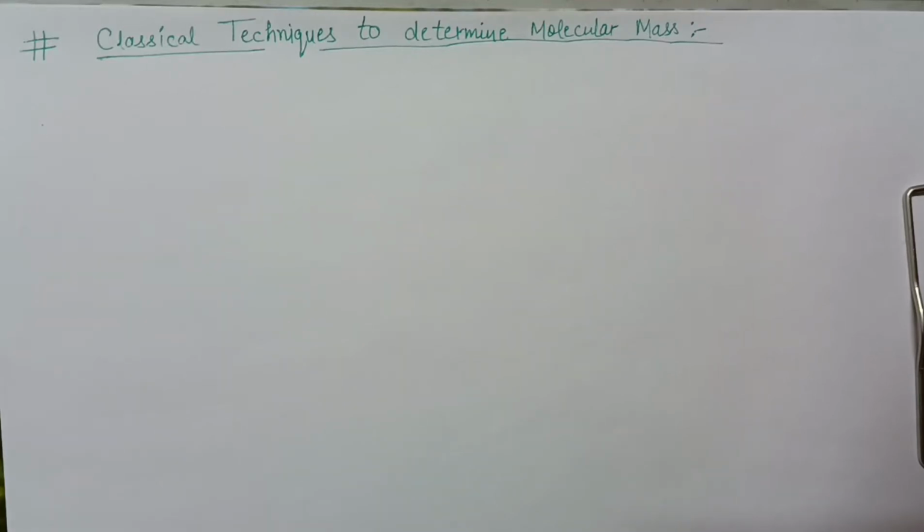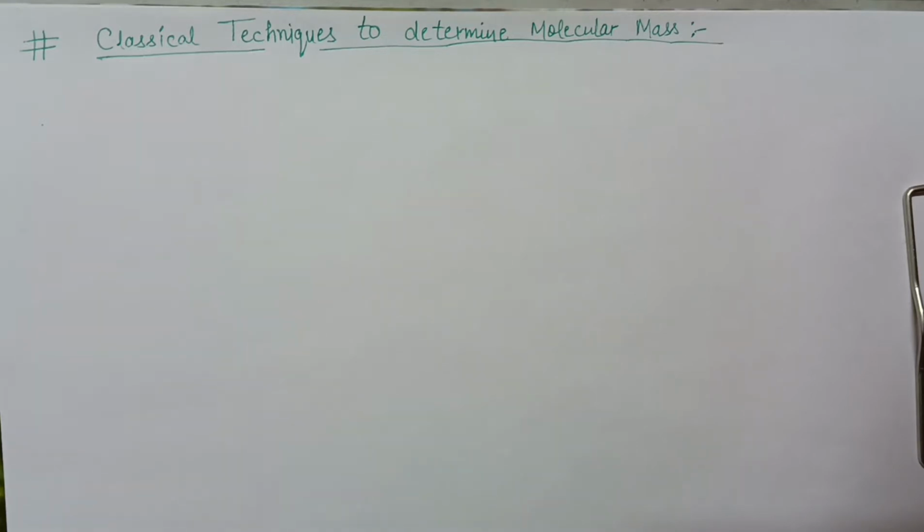So in the previous video we were discussing the classical procedure which we need to follow in order to find the molecular formula of any given unknown organic compound, right? And there we also discussed that we need to follow three steps: qualitative analysis, quantitative analysis, and molecular mass determination.